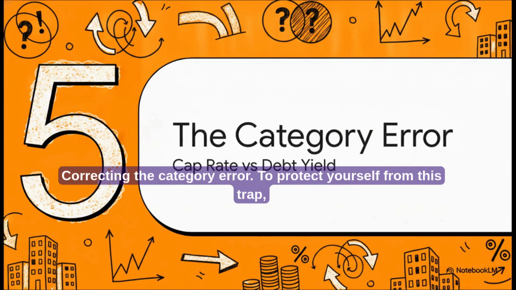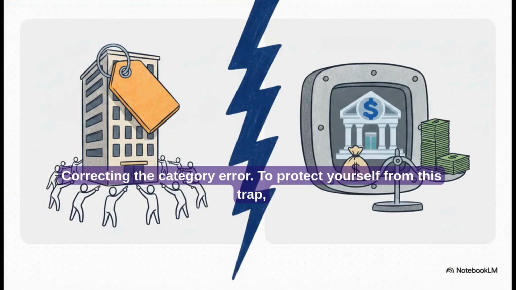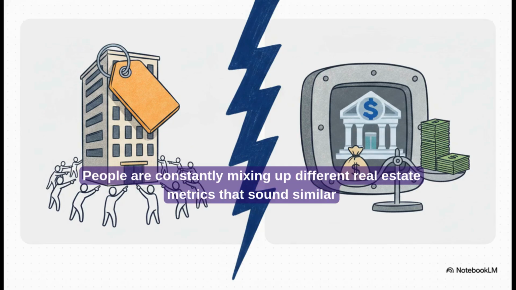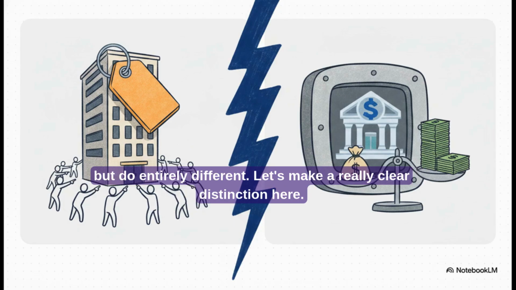Section 5. Correcting the category error. To protect yourself from this trap, we really have to clear up a massive point of confusion out there in the market. People are constantly mixing up different real estate metrics that sound similar but do entirely different jobs. Let's make a really clear distinction here.